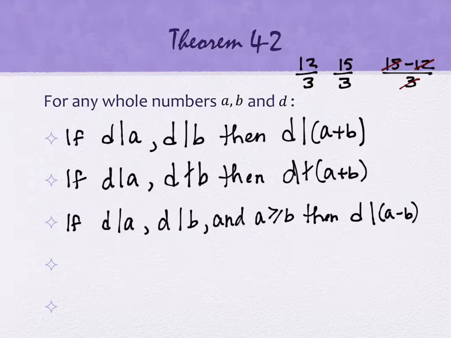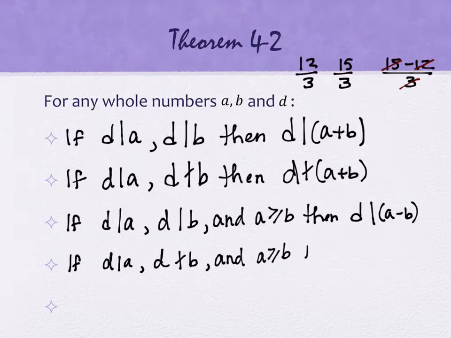So going with what I just did a minute ago, we're still going to have D divides A, and now we're going to have D does not divide B, and A is greater than or equal to B. Then D does not divide A minus B. For the same reason, there's going to be one piece of it that doesn't work. And because I'm worrying about the order so that the subtraction is positive, I get this second one.